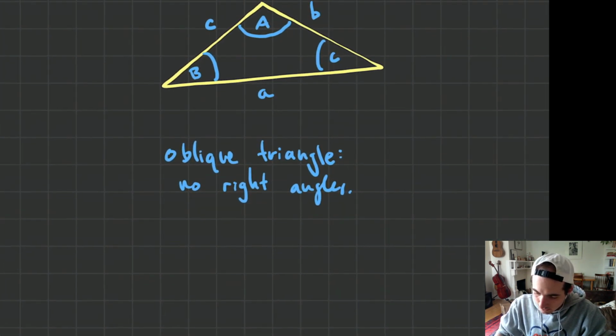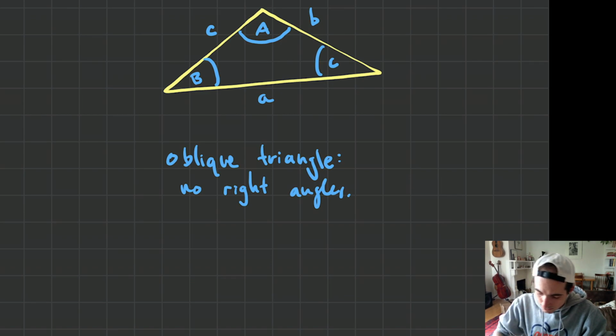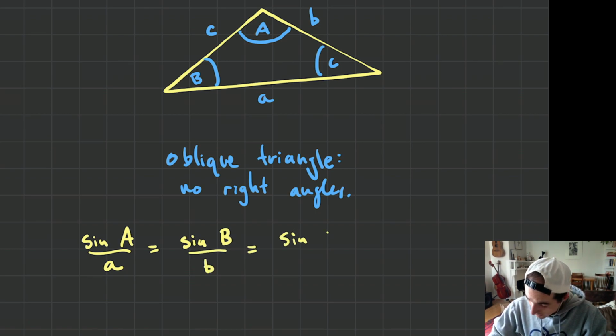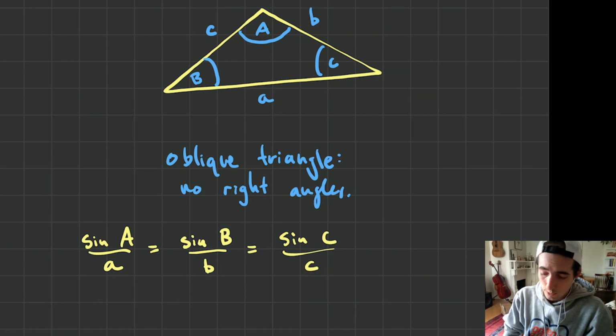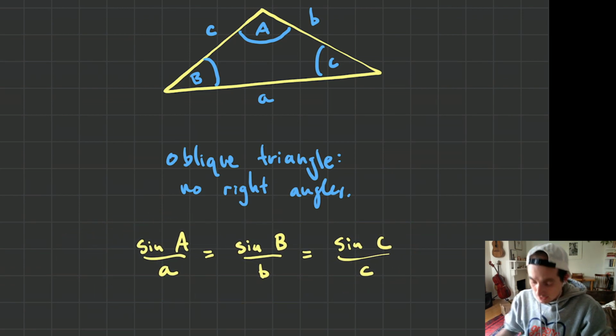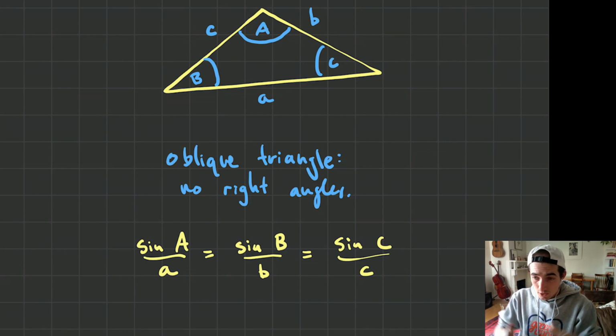Now, it's actually a very nice and symmetric formula, which makes it very easy to remember, which is really great. It is the following: sine of A over a is equal to sine of B over b, which is equal to sine of, you guessed it, C over c. So there it is, and it's a super easy formula to remember. You just take each angle and take the sine of it and then divide it by the opposite side, and it doesn't matter which side of the triangle you do that to, you'll always get the same number back.